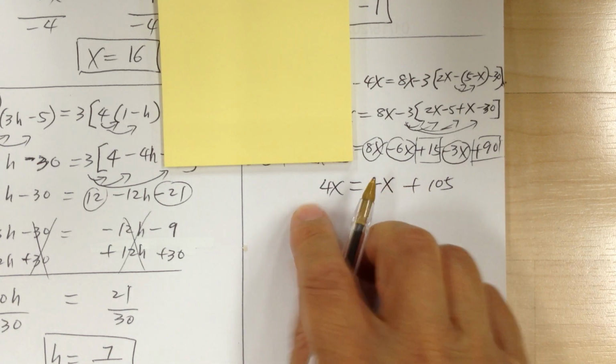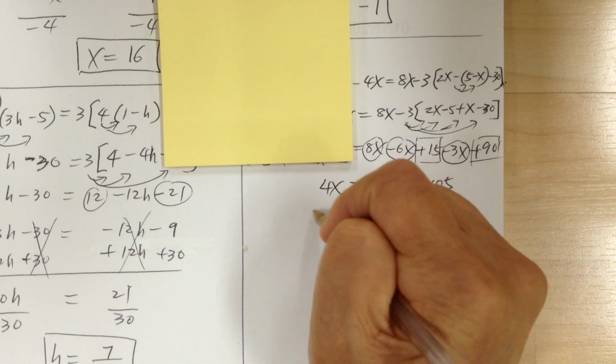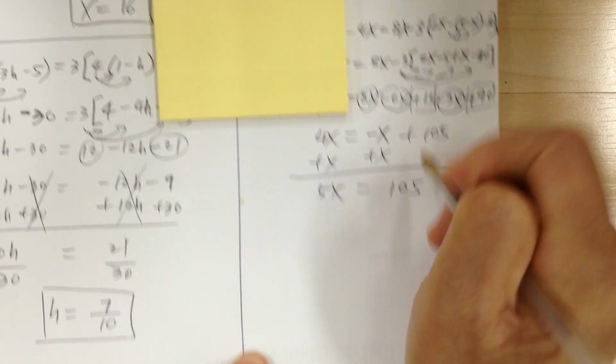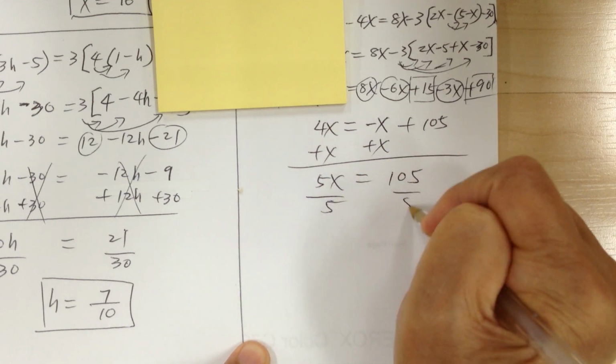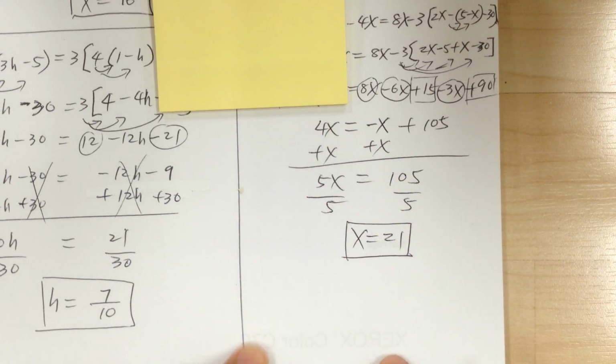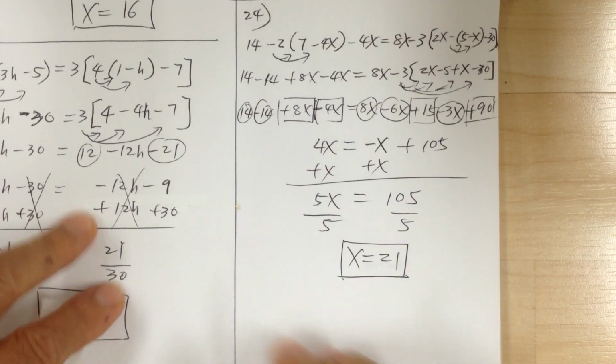Next, I'm going to move the variable to the other side, so plus x on both sides. So 5x equal to 105. Then divide by 5 on both sides, so x equal to 21, and so that's it. Okay, let's go to the next one.